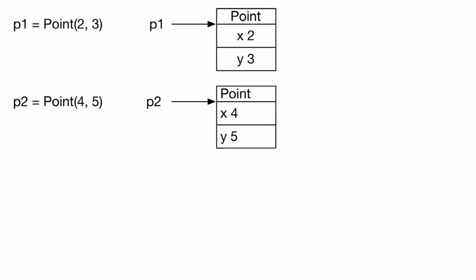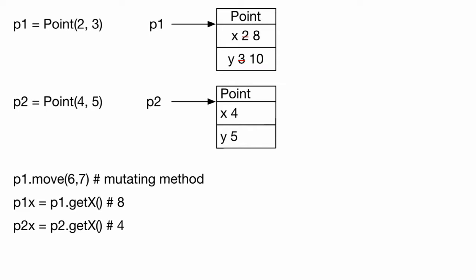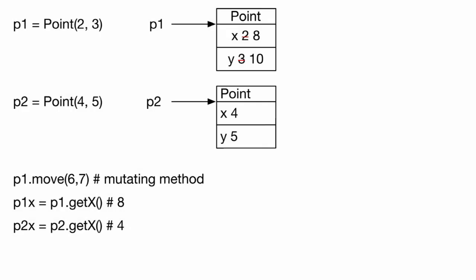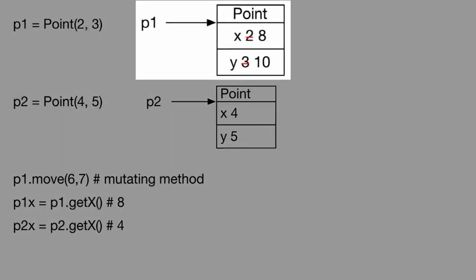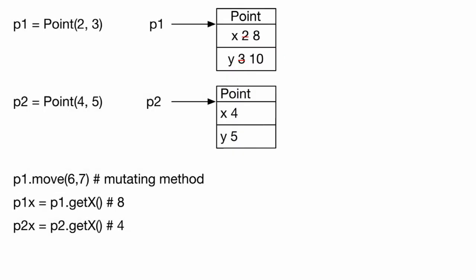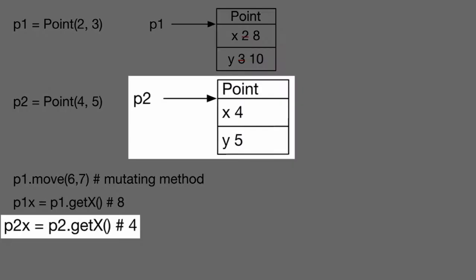Now we'll start with these same points, but now we'll call the move method. The move method is a mutating method as it changes the data for p1. The move method takes 2 additional pieces of information that indicate how much to add to the x coordinate and how much to add to the y coordinate. When we execute it, the data for p1 is updated accordingly. Now when we call the getX method using p1's data, it returns 8, which is stored in p1x. If we call getX with p2's data, we still get back 4, since we didn't call a method to change p2's data.